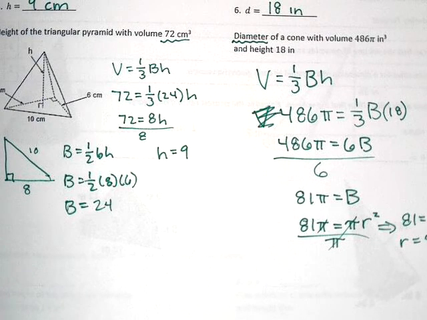So there we have it. That was 11.3, volume of pyramids and cones. Next time we meet, or next time you guys listen to my video, we'll be talking about spheres.